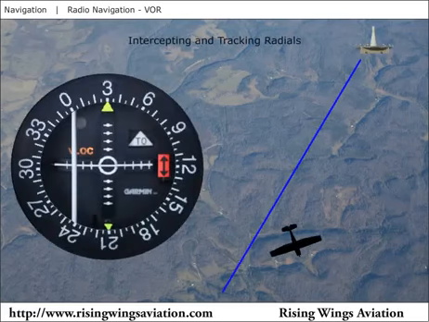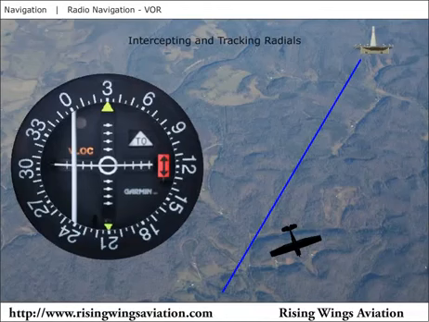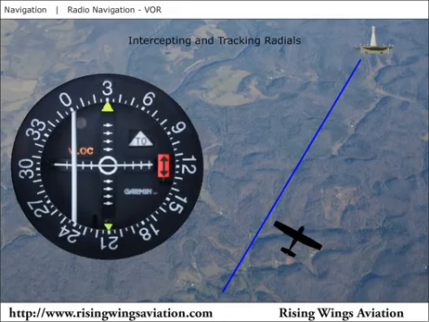Oftentimes, it is desirable to track a specific radial. To do so, dial the radial you desire to track using the OBS. Turn the airplane to a heading that is the same as the course you selected with the OBS. The airplane is now roughly paralleling your desired course. Next, select a new heading which will intercept the desired course. If the needle is not deflected to full scale, only a small heading change may be required, such as 15 or 30 degrees in the direction of the needle deflection.